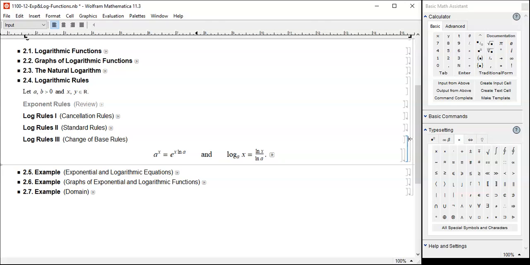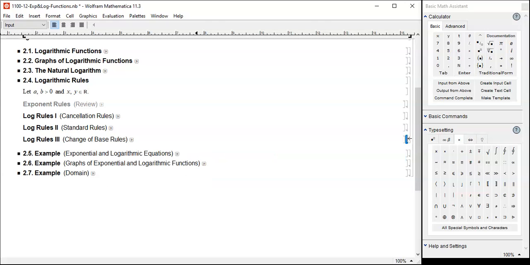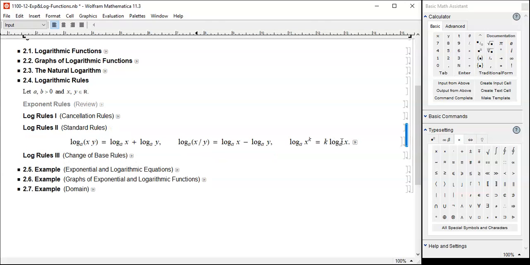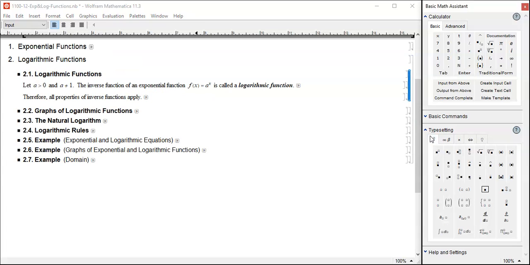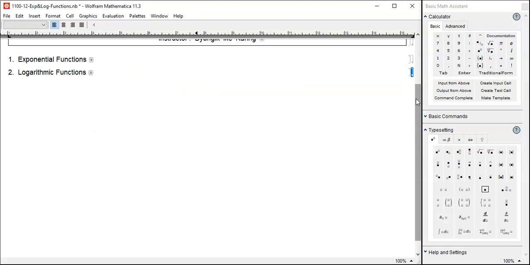So we went through all these log rules. Change of base, standard, that's the most important, and the cancellation rules too. Everything is important, and we are going to talk about how to utilize them in the next video.